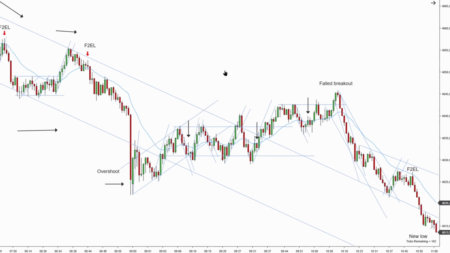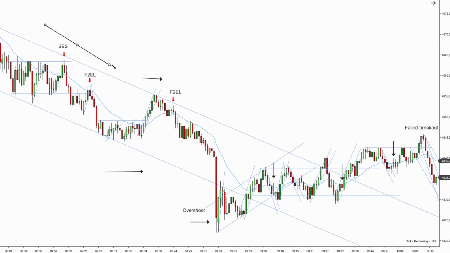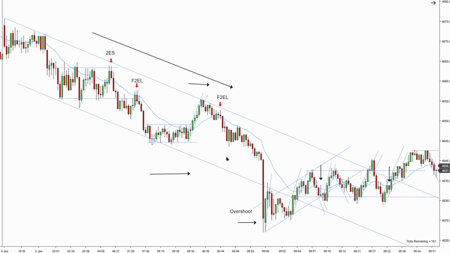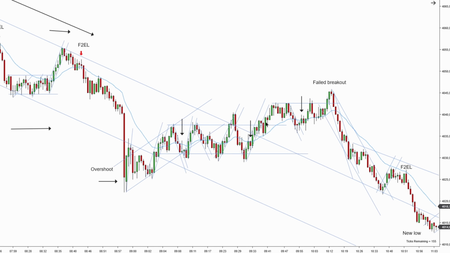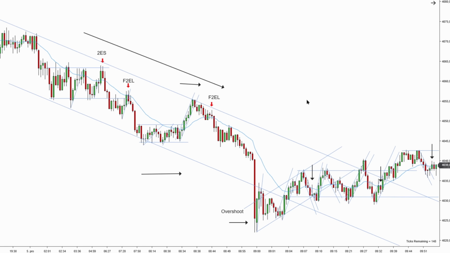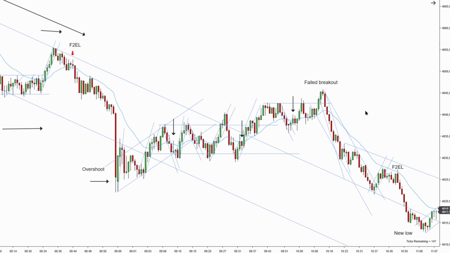Me personally, the way I trade, I always follow the main bias. Since the main bias is bearish, I don't want to overcomplicate my trading and I want to always stick to the main pattern, the main bias side. And I'm always looking to sell.